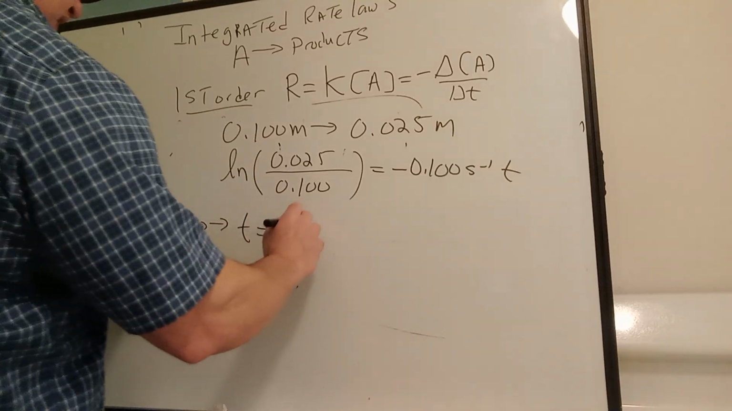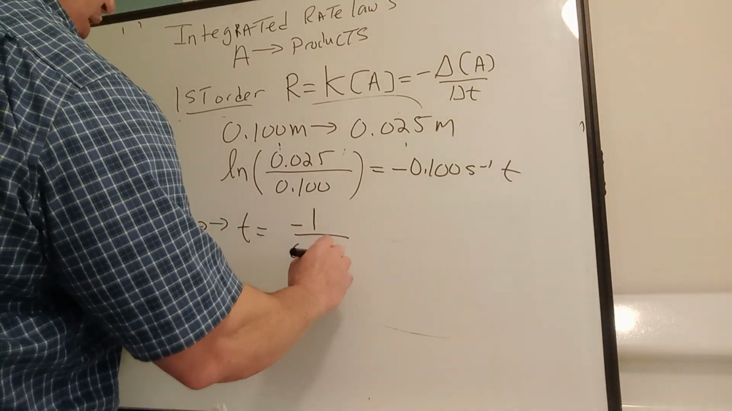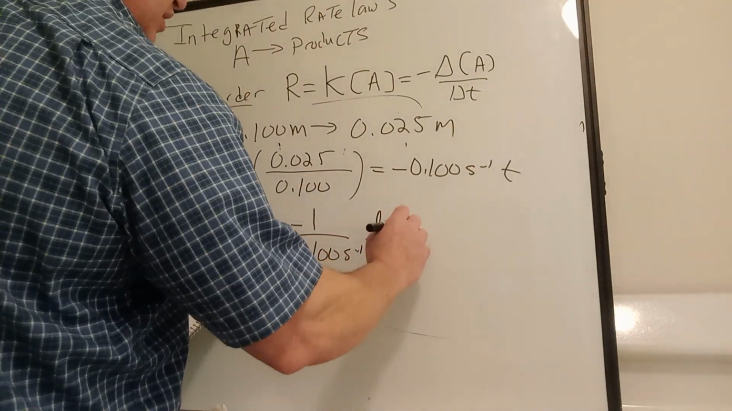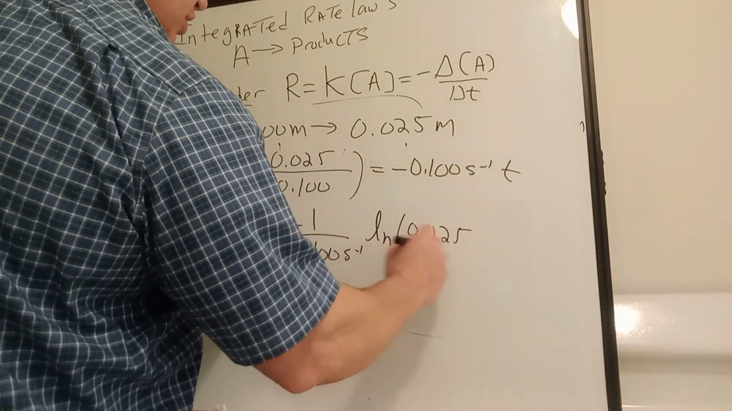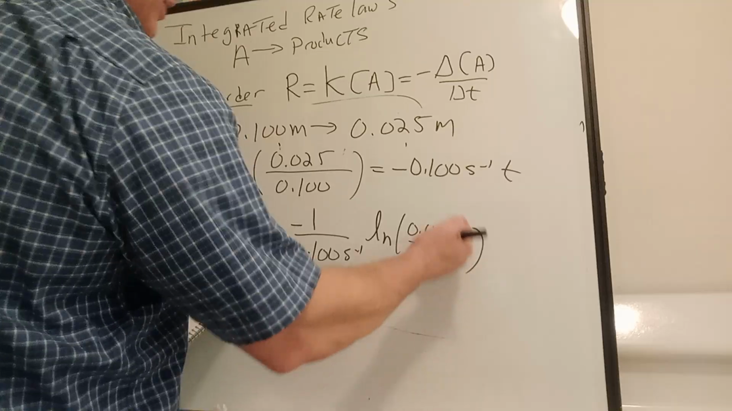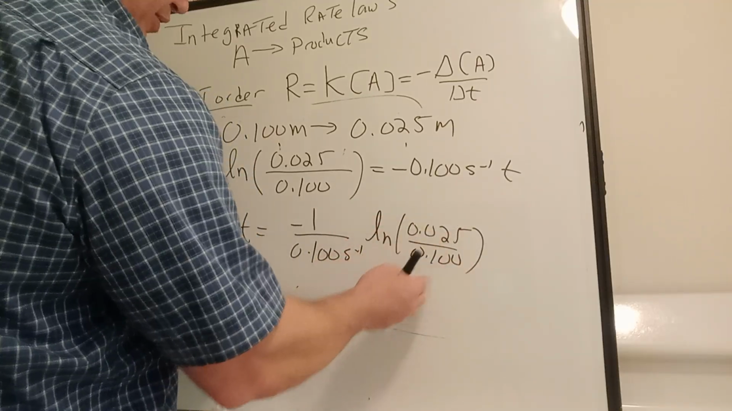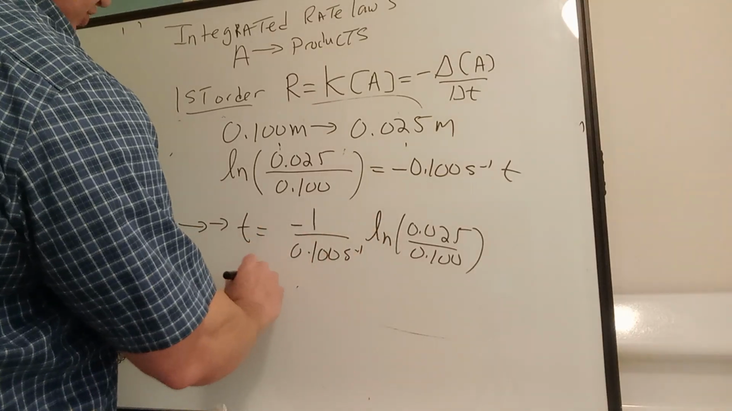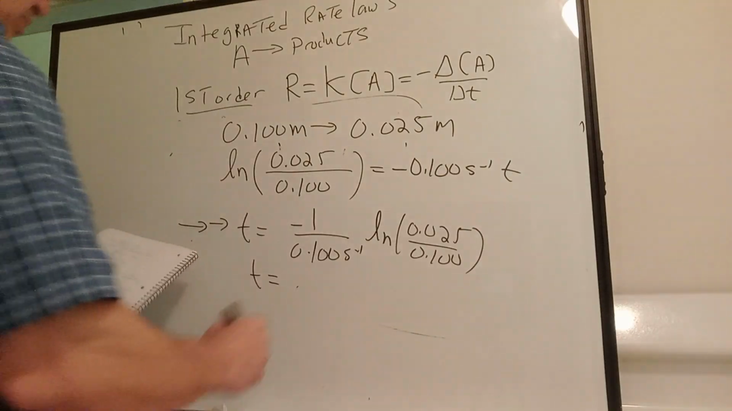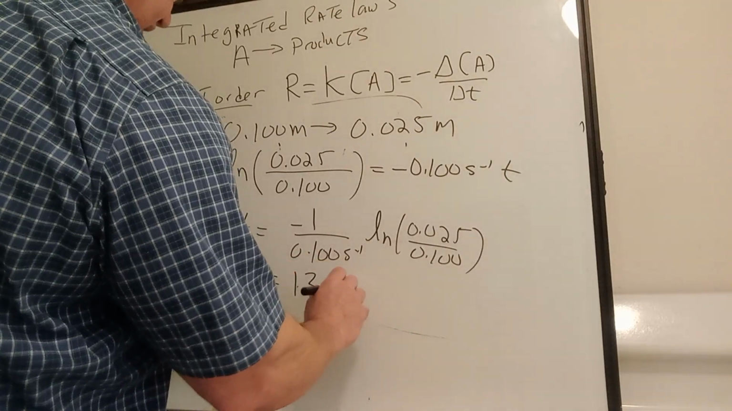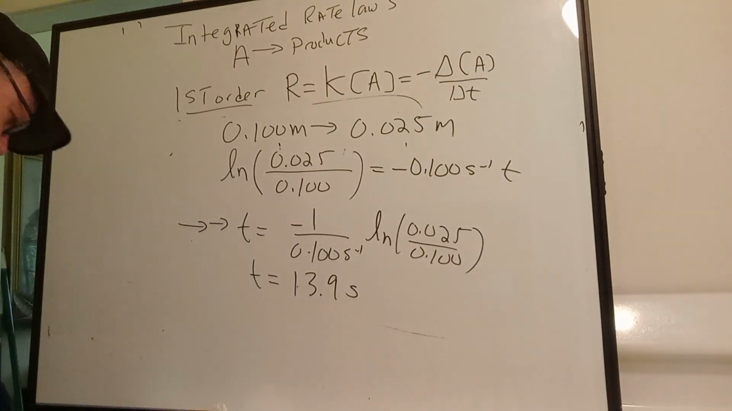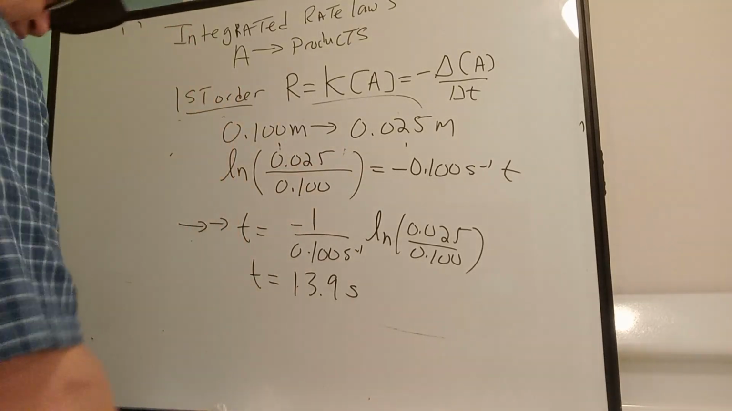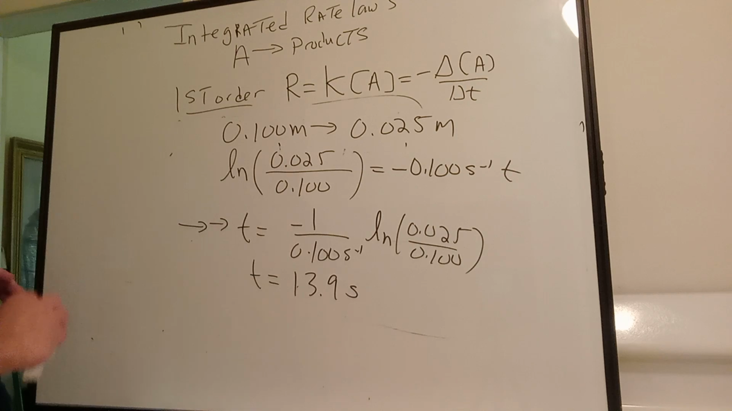t is going to be -1 over 0.100 inverse seconds, which pulls the seconds to the numerator, times ln of 0.025 over 0.100. This is ln of a quarter, which will be negative, and this is a negative times a negative, which gives you a positive. If you don't come out with a positive, you know you did something wrong. So t here would be the same number, verify it, 13.9 seconds. So I get the same answer, meaning you can always use a form of the integrated rate law directly. You're not constrained.